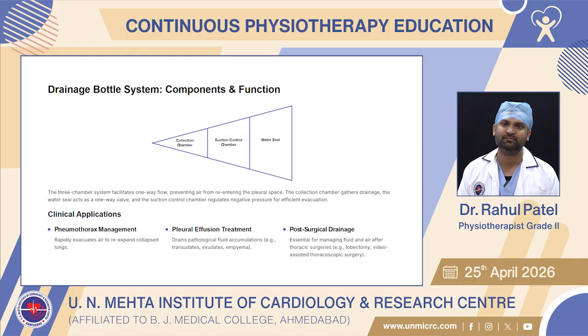Drainage bottle system components and function: collection chamber, suction control chamber, and water seal. The 3-chamber system facilitates one-way flow, preventing air from re-entering the pleural space. The collection chamber gathers drainage, the water seal acts as a one-way valve, and the suction control chamber regulates negative pressure for efficient evacuation.